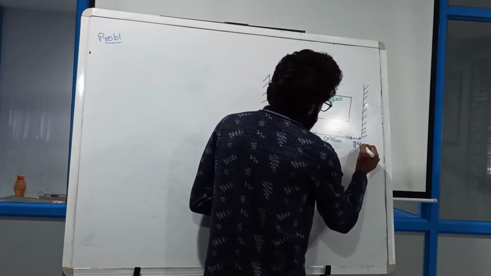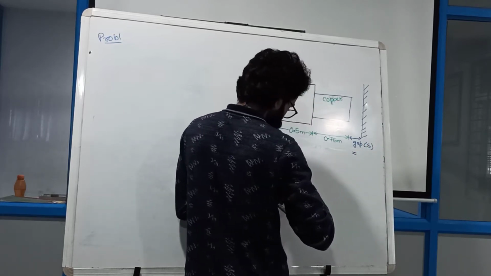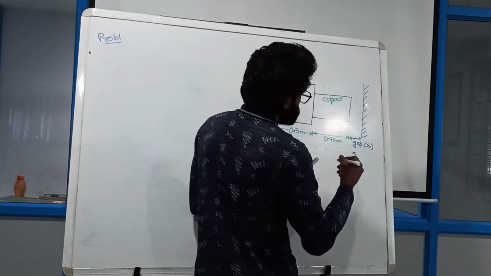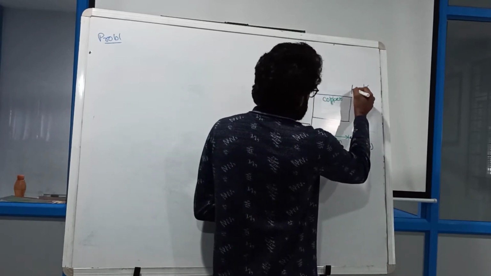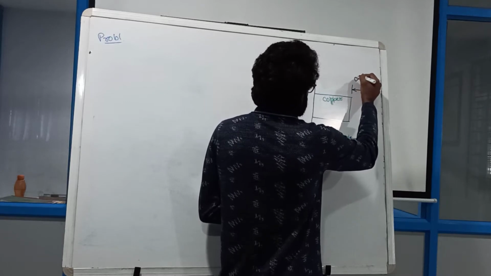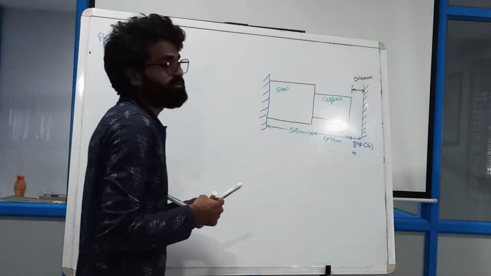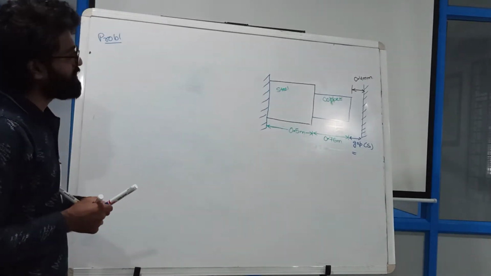that is, you all know this is the delta value. So they have given this value is equal to how much? They have given this gap is equal to 0.4 mm. So this is the value they have given.